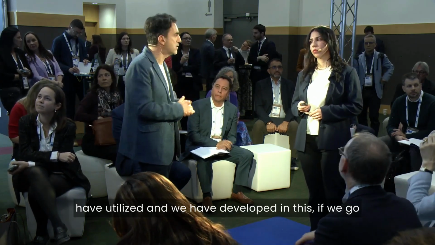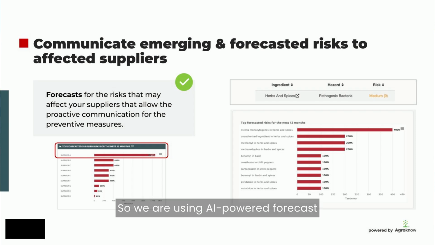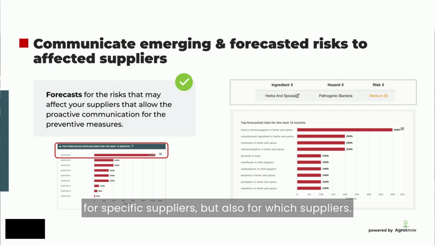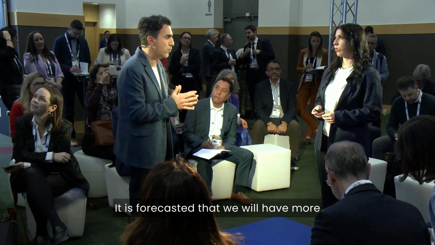So one of the very important parts that we have developed, if we go to the next slide, is how AI technology can be used to help us in the assessment of the suppliers. So we are using AI-powered forecasts for the risks that may affect your suppliers. We can highlight which are the forecasted risks for specific suppliers, but also for which suppliers it is forecasted that we will have more issues in the next months.